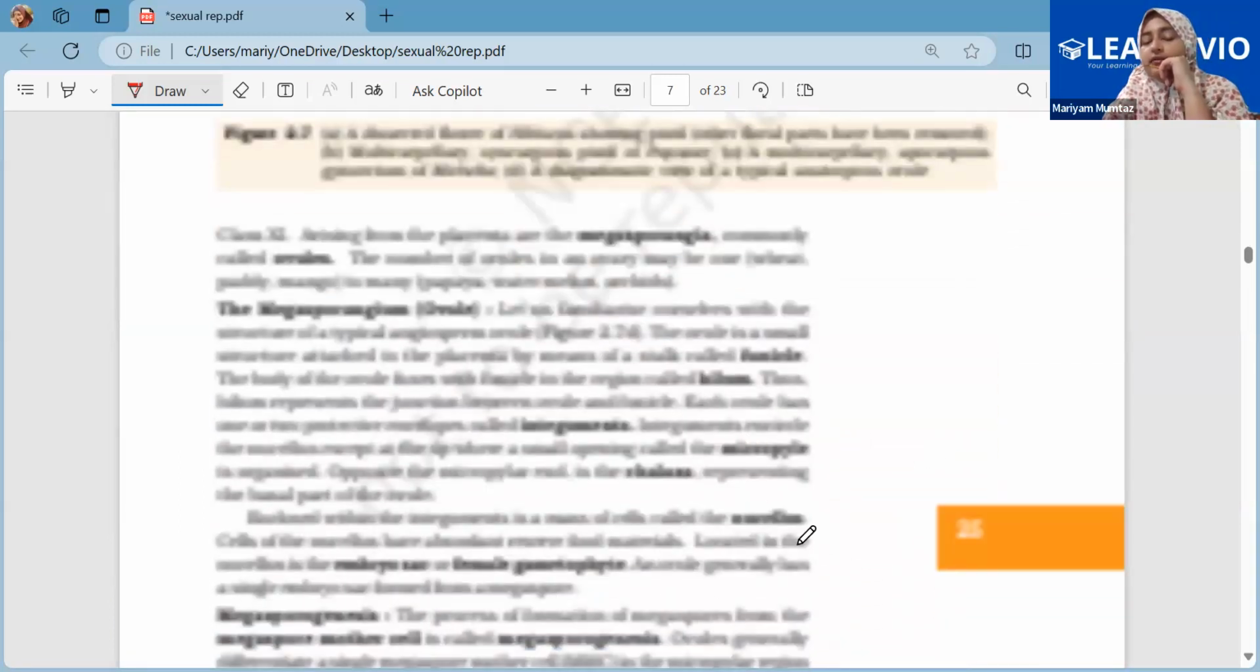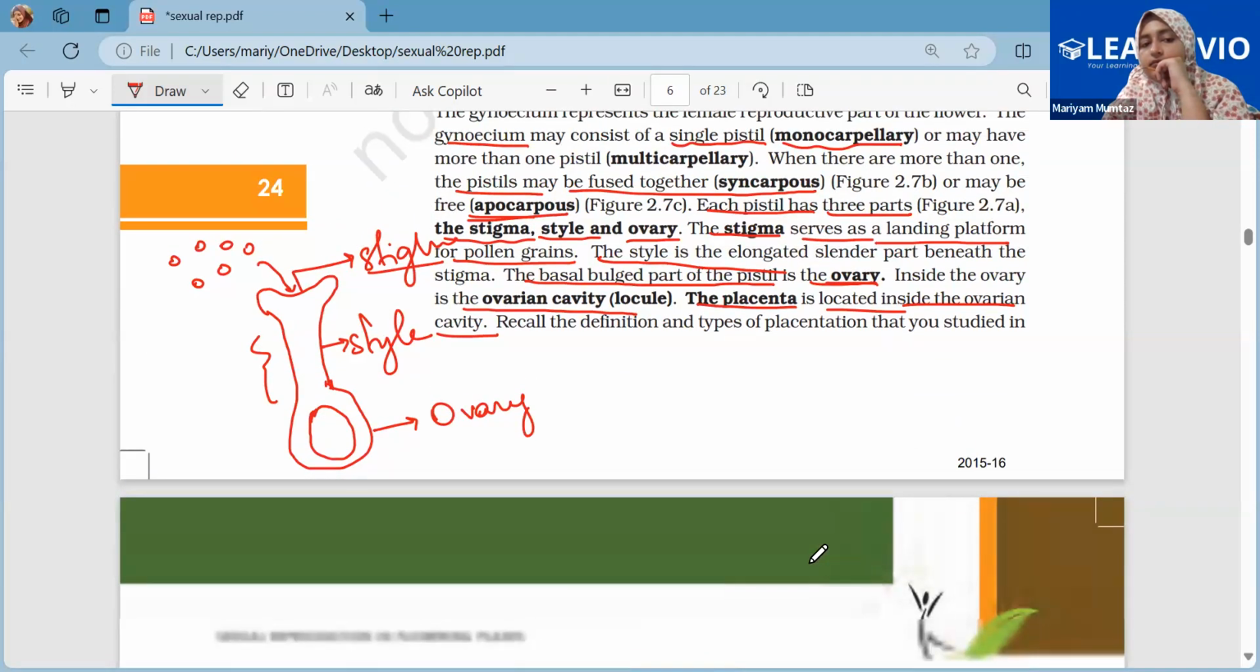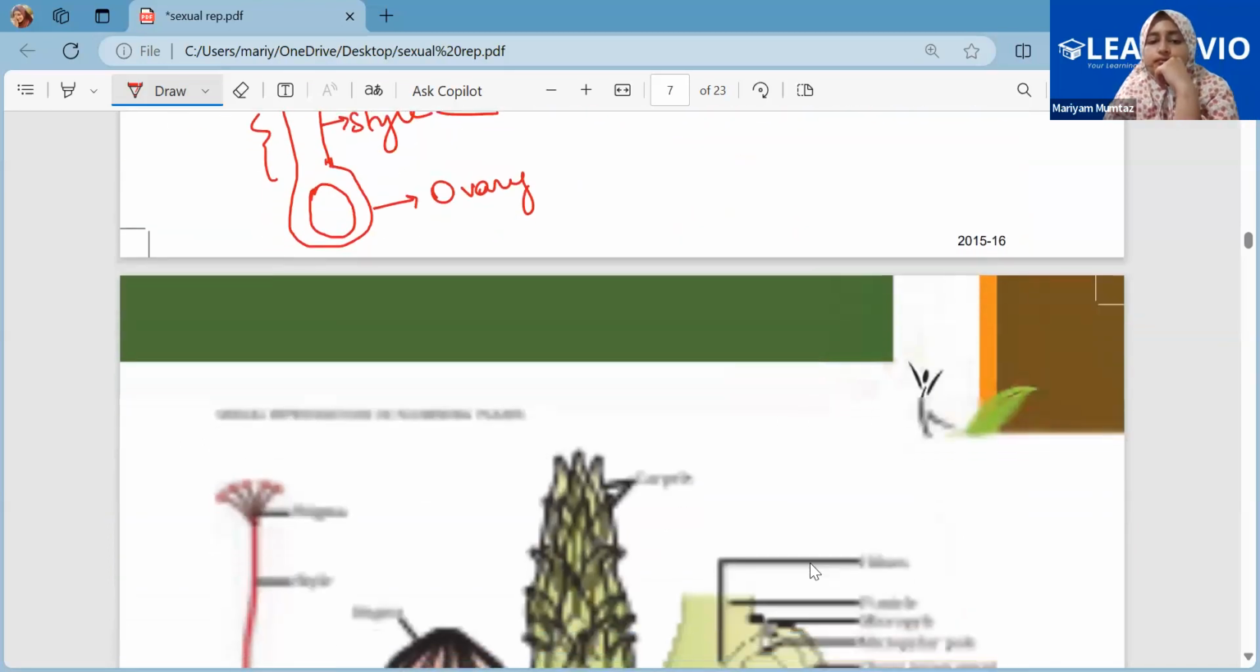Ma'am, what does the style do? Stigma will receive the pollen, right? So what does style do? The style sort of guides the pollen to the ovary where the egg is present. So it is sort of like a pathway through which the pollen grains go through. Okay. Got it.